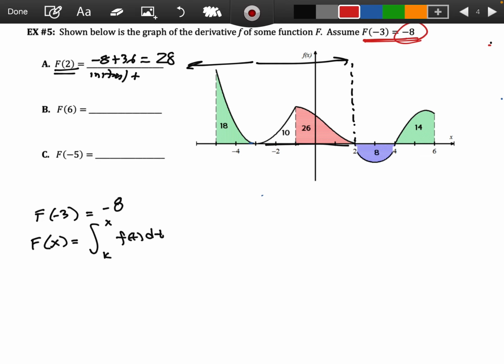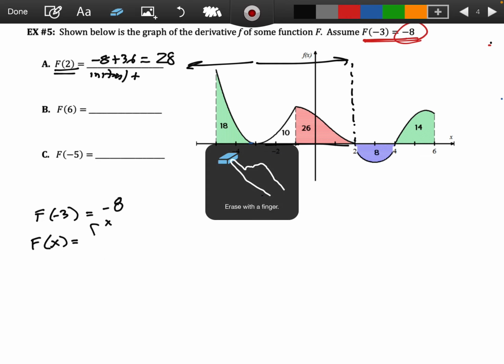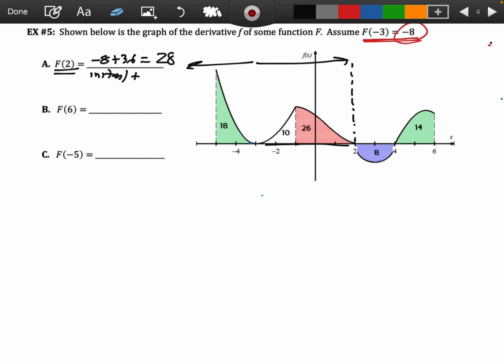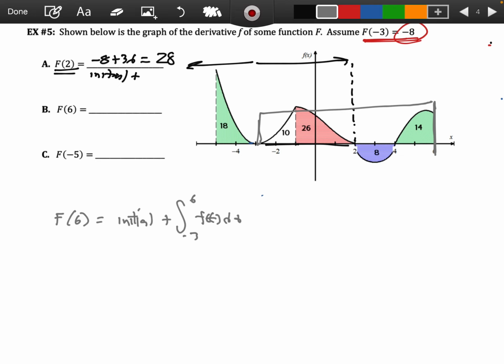So now how would we get capital F of 6? Well, we want to go all the way here. We want to get the area under all of this. Again, we have to start with our initial amount. So capital F of 6 is going to be the initial amount that they started with, plus the integral from -3 to 6. And again, we would just add all these areas. Starting with the initial amount, it would be -8 plus 10 plus 26.